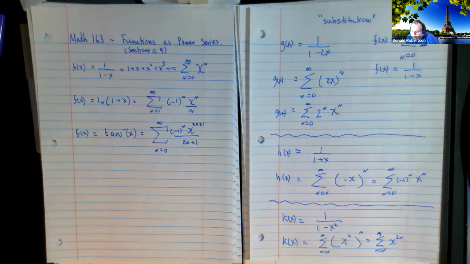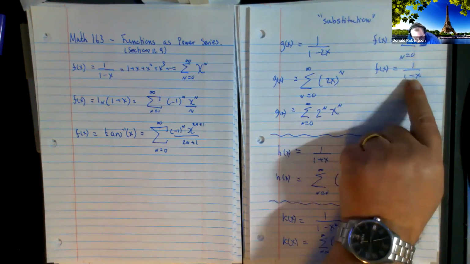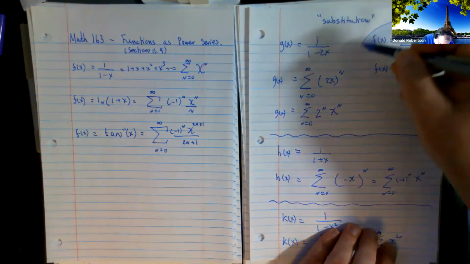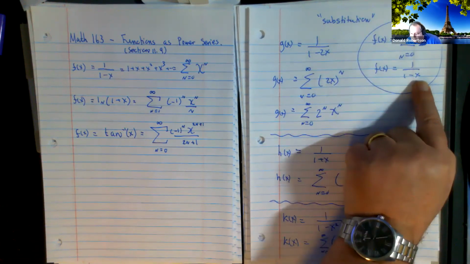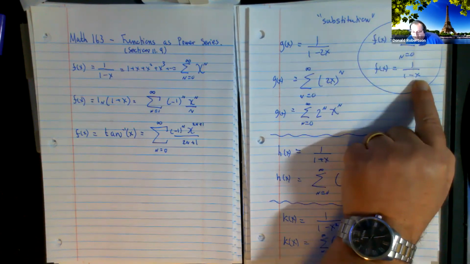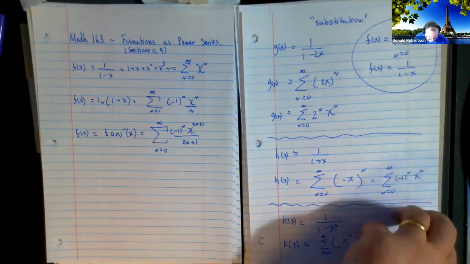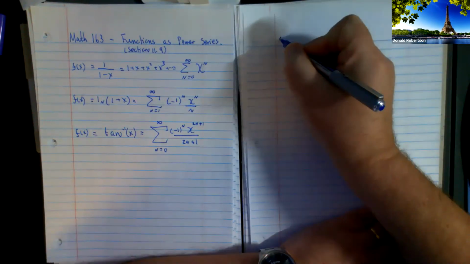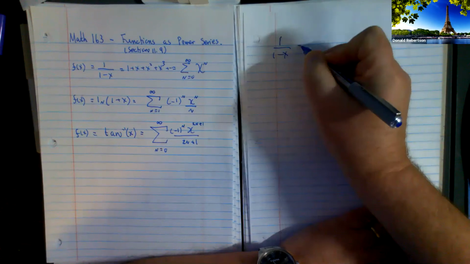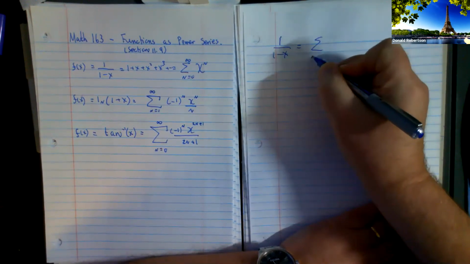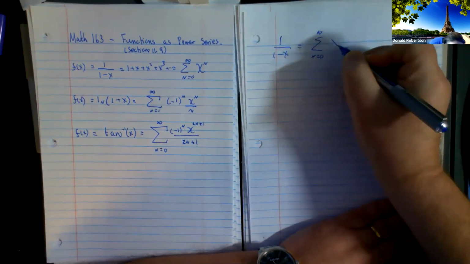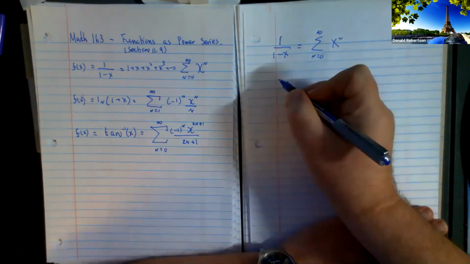Hopefully, the more of these I do, it's getting a little bit cleaner what you do. You basically have only one piece of information that you know is true, and then you decide what to replace this x by to get whatever particular function you're trying to find the power series for. Okay, I'll put my 1 over 1 minus x guy again, just to keep him in place. How about this fella?